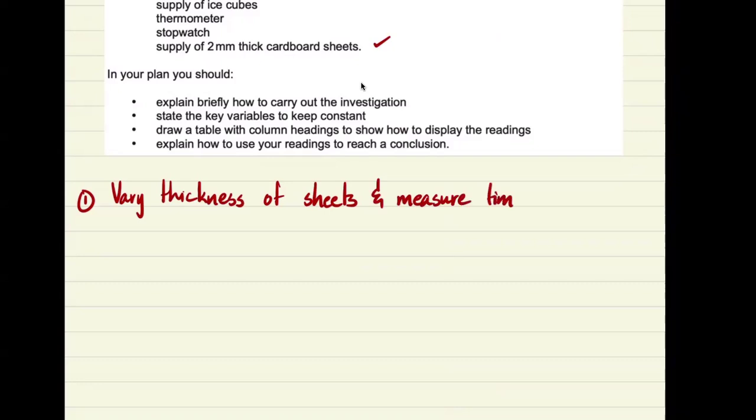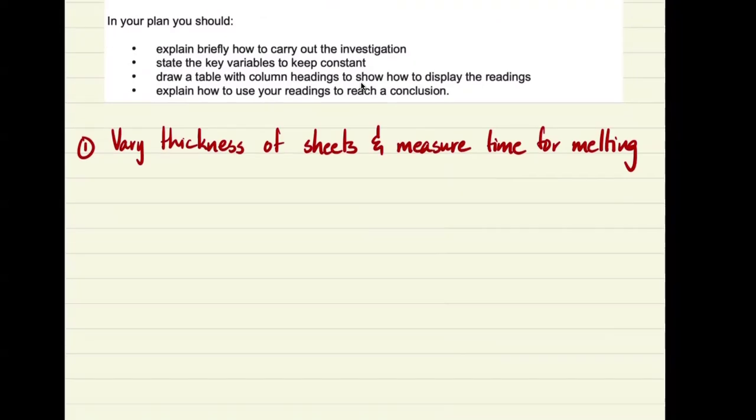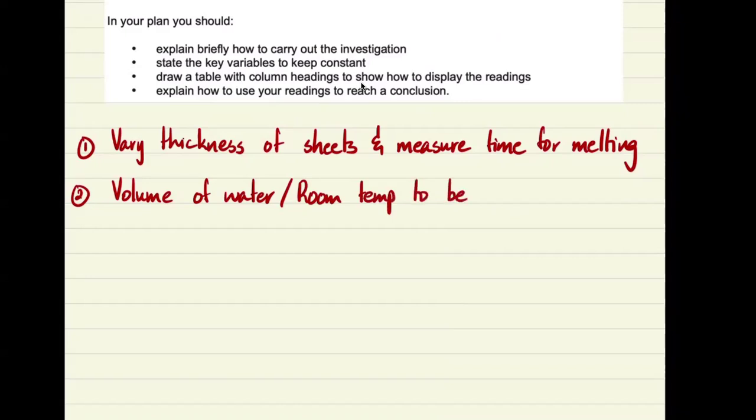Now what should be kept constant? I guess it makes sense that the volume of the water, the number of ice cubes, the room temperature, all of these you can say are to be kept constant. So volume of water and the room temperature should be kept constant. Don't waste a lot of time with this, because no matter how many control variables you say, you'll be only given 1 mark for all of these.